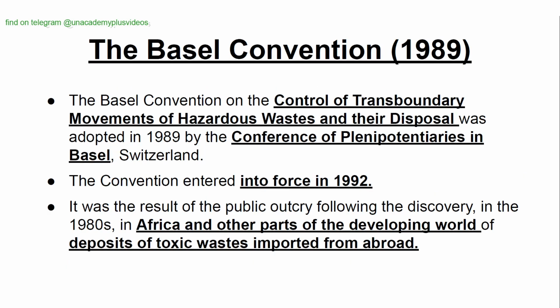The Basel Convention of 1989. The Basel Convention on the Control of Transboundary Movements of Hazardous Wastes and Their Disposal was adopted in 1989 by the Conference of Plenipotentiaries in Basel, Switzerland. The convention entered into force in 1992. It was the result of public outcry following the discovery in the 1980s in Africa and other parts of the developing world of deposits of toxic wastes imported from abroad.